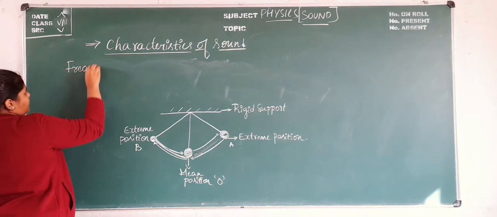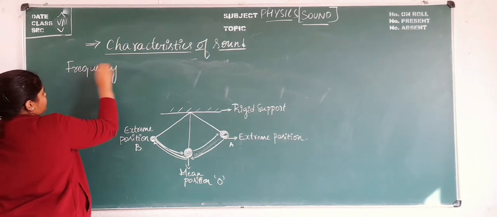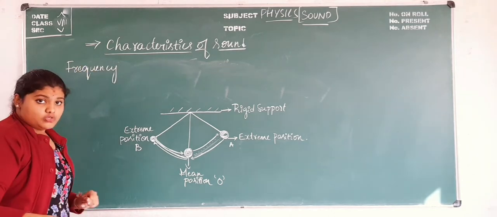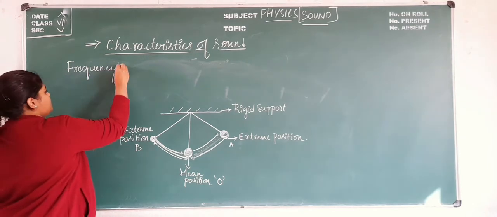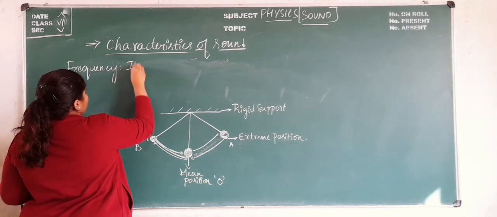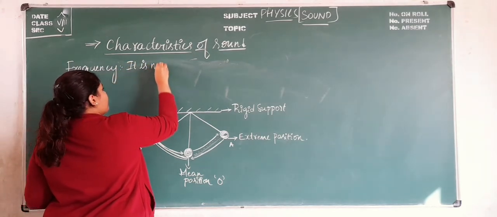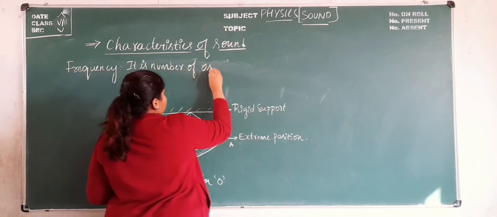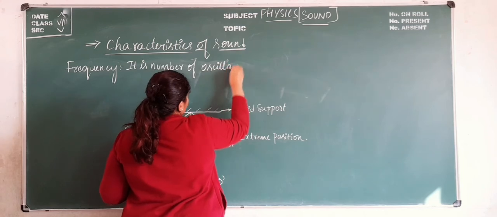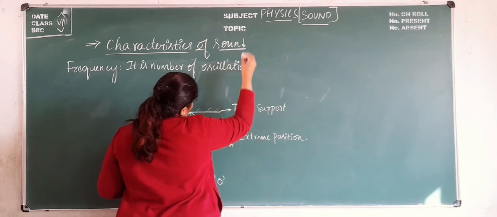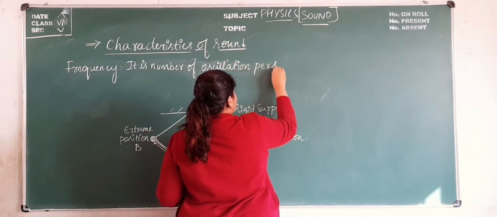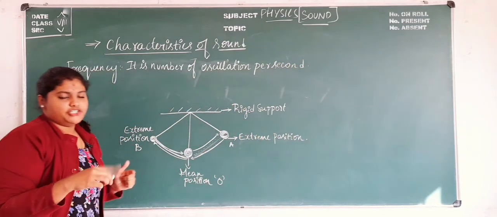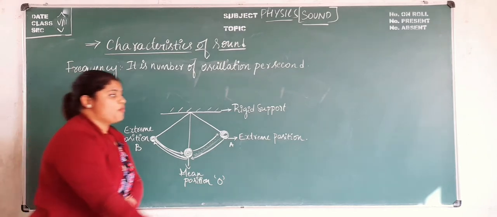Frequency is nothing but the number of oscillations per second. So this one oscillation can also be represented in form of wave.